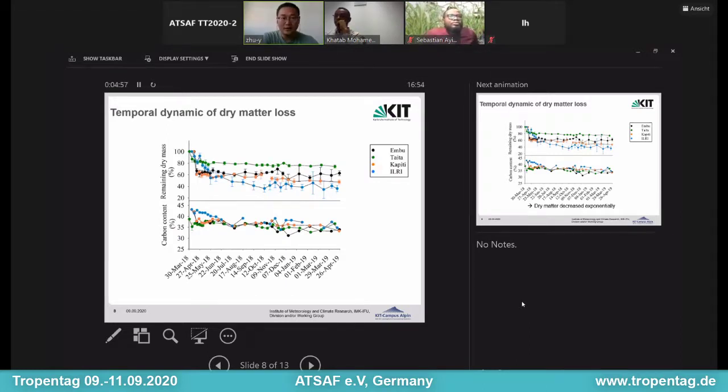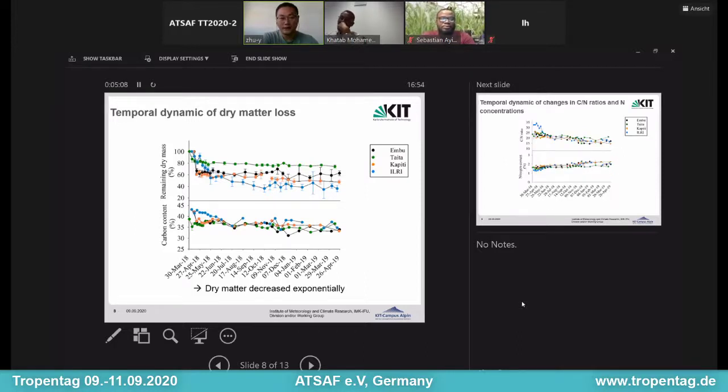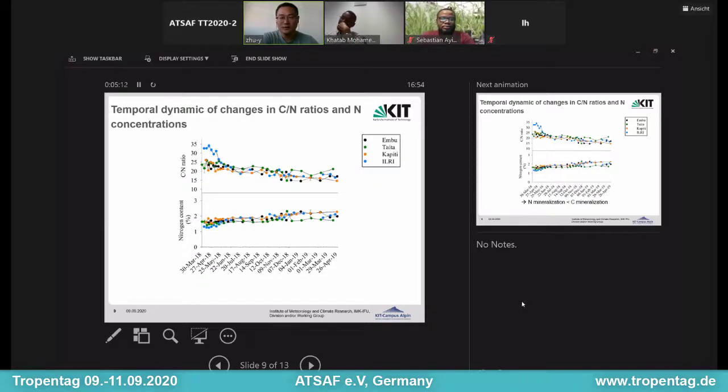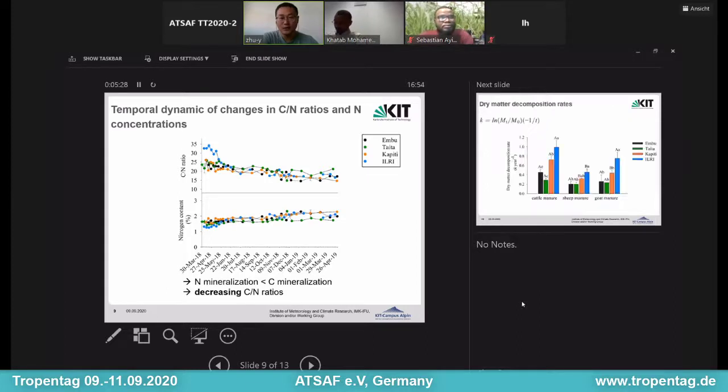This is the result. After we collected the samples, we found that the remaining dry mass followed an exponential decrease, and also the carbon content in the remaining dry mass. However, the nitrogen concentration stayed constant or increased slightly, which means the nitrogen mineralization is far slower compared to carbon mineralization, which is also related to the decreasing C to N ratio in the manure bags.